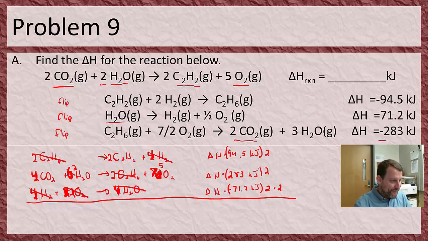So I've got 4 CO2s left over here. Uh-oh, that's not good. 4 CO2s, did I screw something up? Plus 2 H2O, give 2 C2H2, plus 5 O2s.